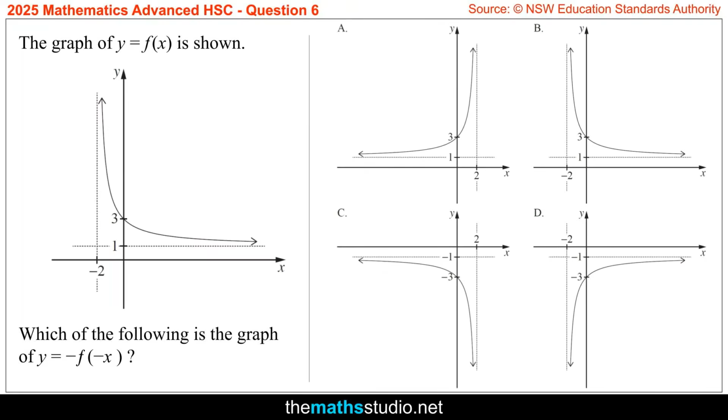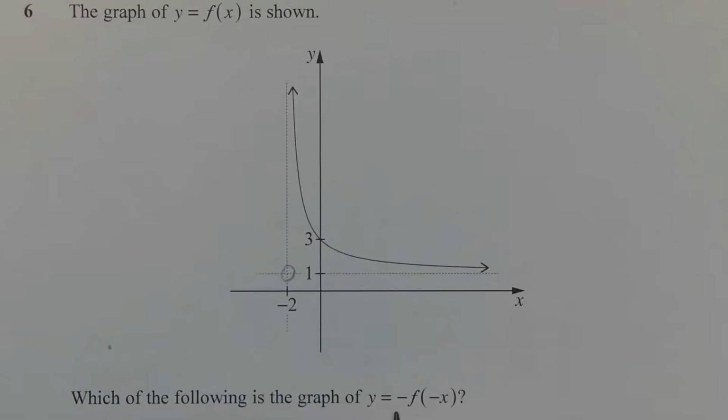Question 6. The graph of y equals f of x is shown. Which of the following is the graph of y equals negative f of negative x? Negative f of negative x means all the points that make up this graph have been reflected in the y-axis and also in the x-axis.